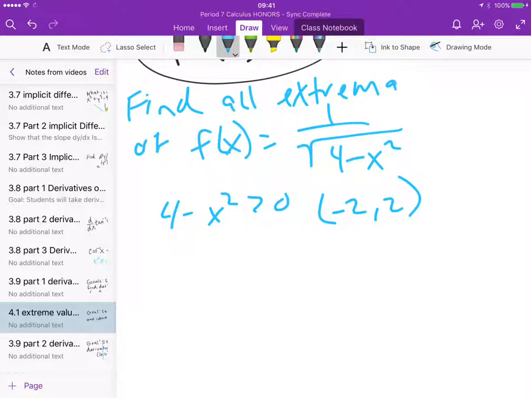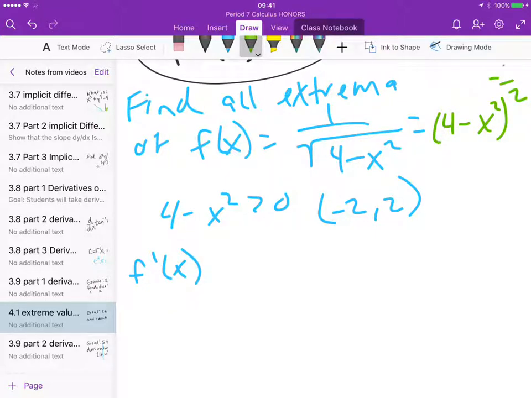So let's go ahead and find the derivative of this function, because we know we need that to find absolute maxes and absolute mins, and according to the theorem we just learned, our locals as well. So first and foremost, f prime of x. Let me switch this up a little bit. Let's recall that this is actually the same thing as the function 4 minus x squared to the -1/2 power. That's just going to make it easier to find our derivative.